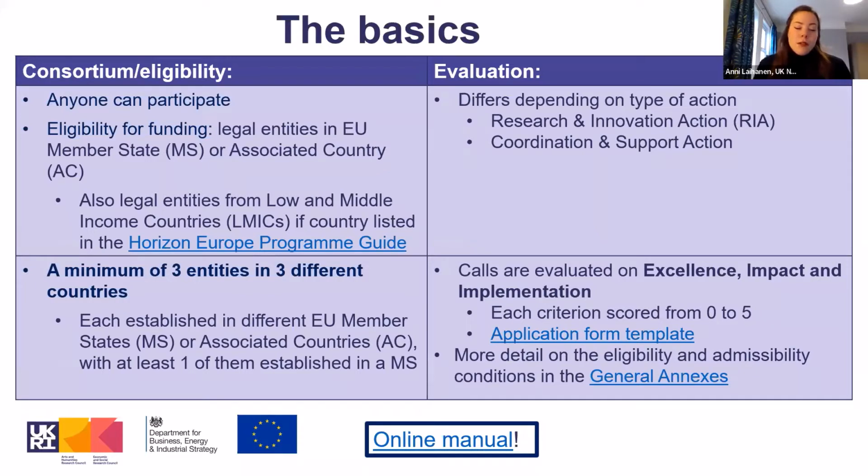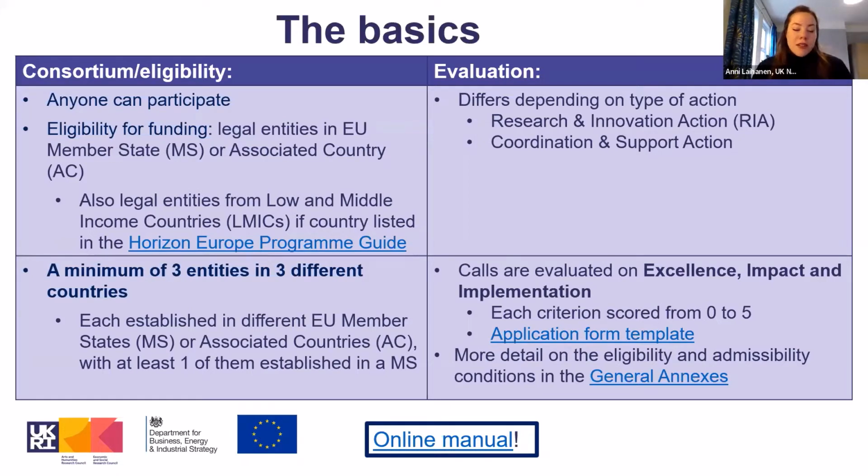So Cluster 2 opportunities are collaborative, like I mentioned. So the minimum number of partners you need to be able to apply is normally 3 entities in 3 different countries. That can depend slightly again on the topic that you apply to. The evaluation of proposals depends slightly on the type of action that you're applying to. So in Cluster 2, there are 2 different types of actions. There are projects that focus more on the research element, the research and innovation actions. And then there are projects focusing more on the coordination and support of research that's being done, and these are called coordination and support actions.